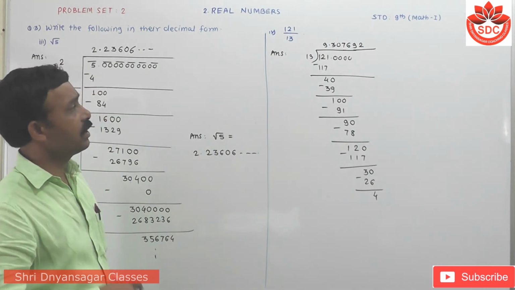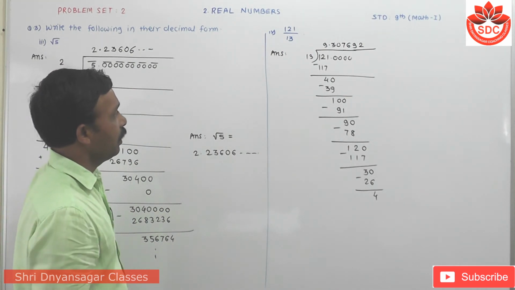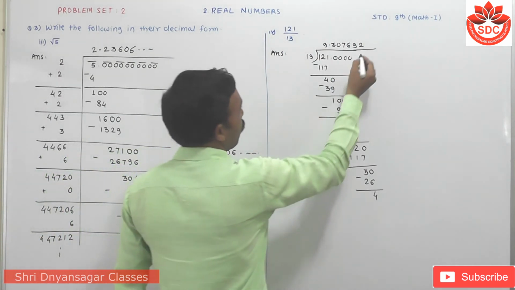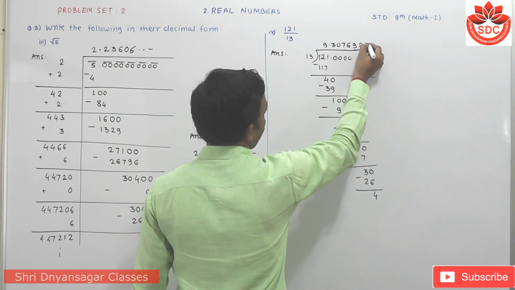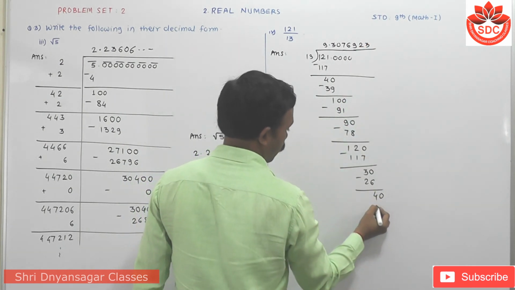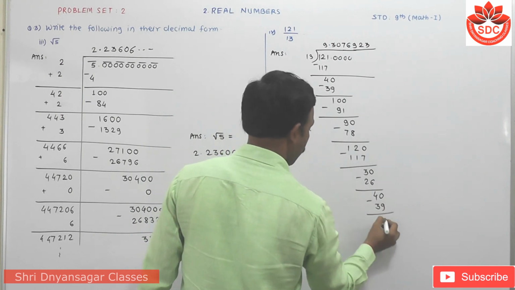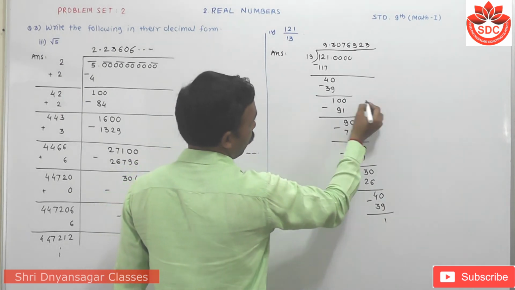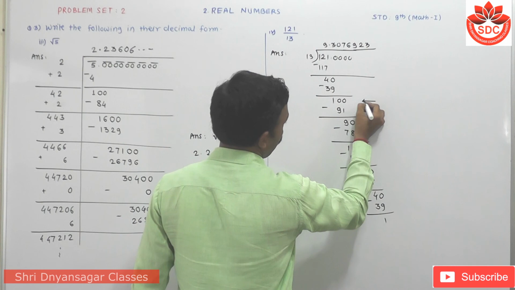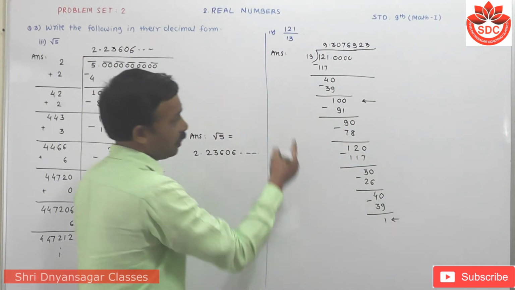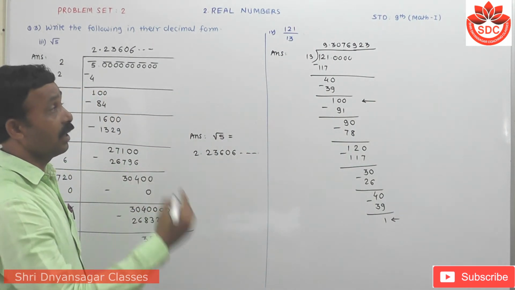Now student, when we simplify it again, then it becomes 40, 13 threes are 39. Then remaining is 1. Look carefully, again this remaining is 1. Means that the next digits are again recurring here.